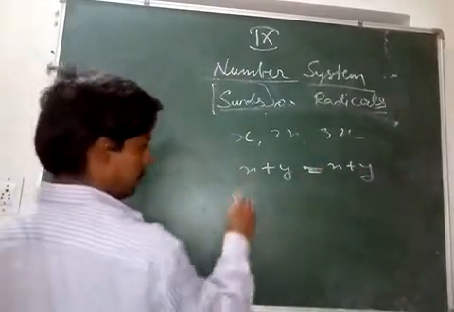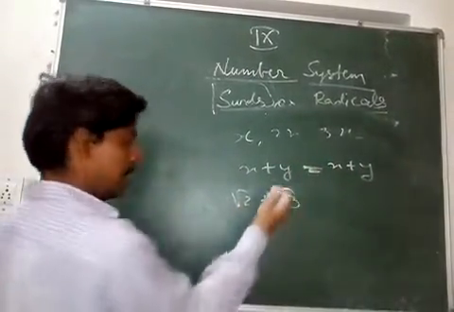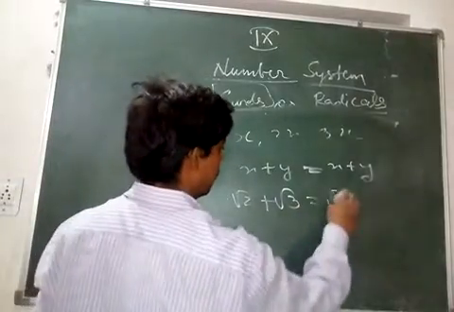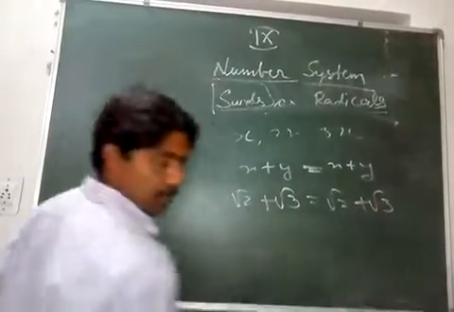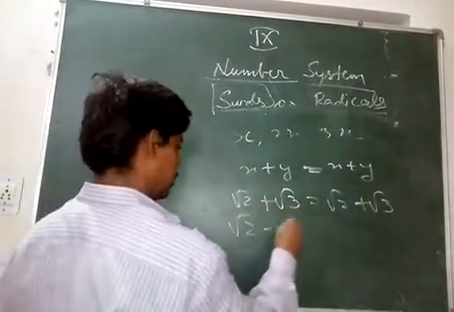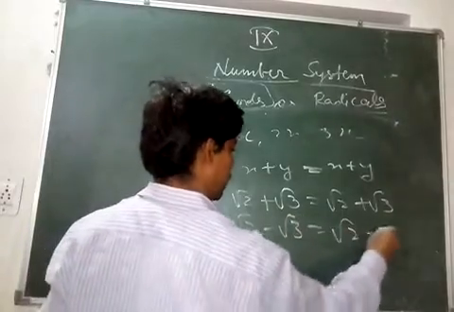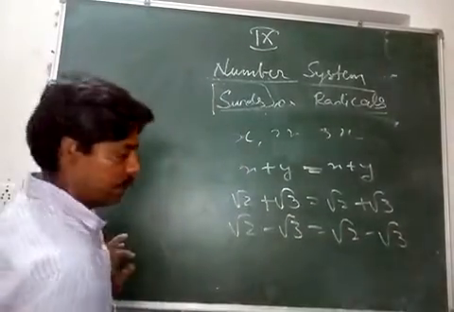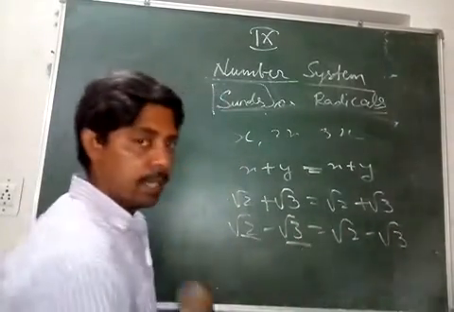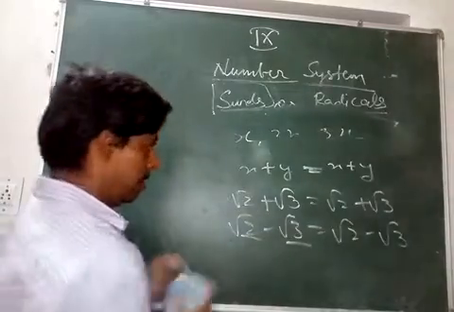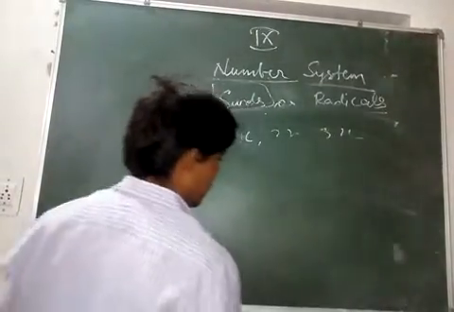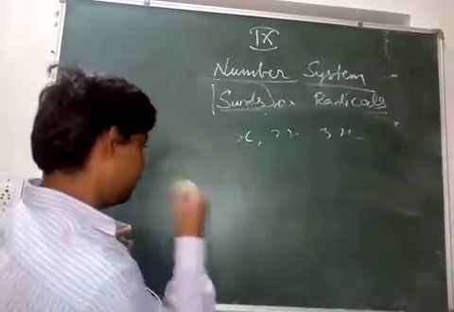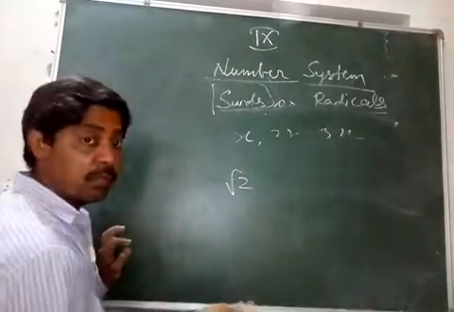This you know. So somebody says what is root 2 plus root 3, you will say it is root 2 plus root 3, no change. What is root 2 minus root 3, you will write root 2 minus root 3, no change. So these are taken as x and y, these are unlike terms, cannot be added.